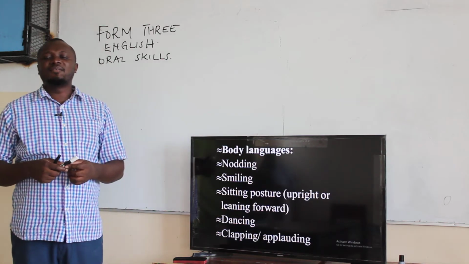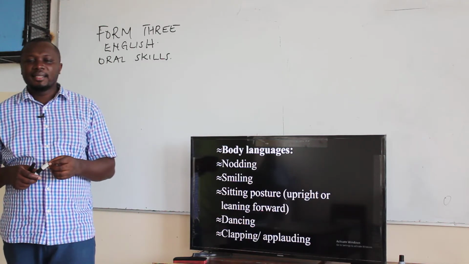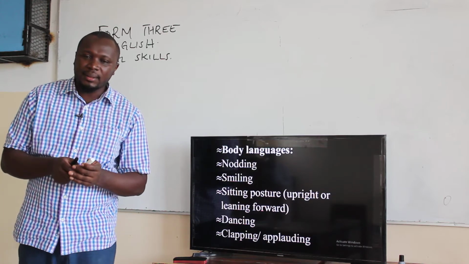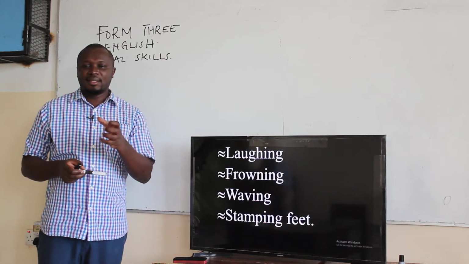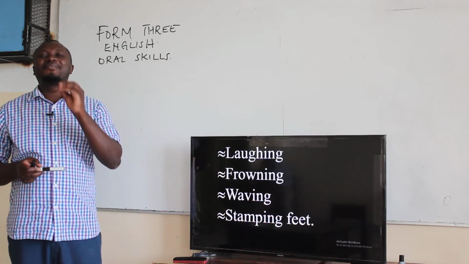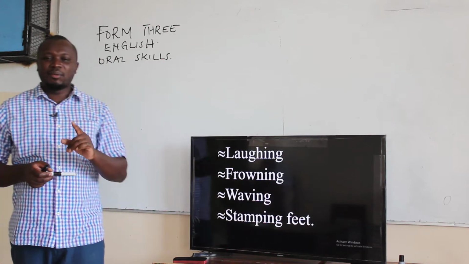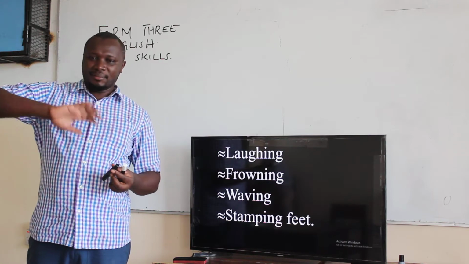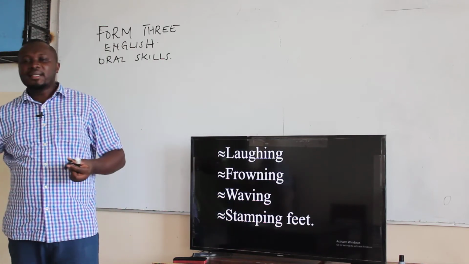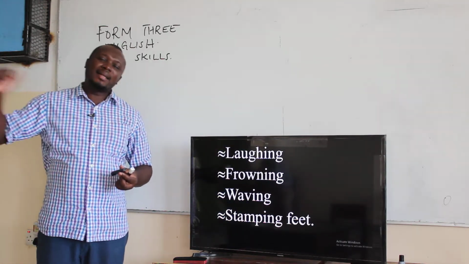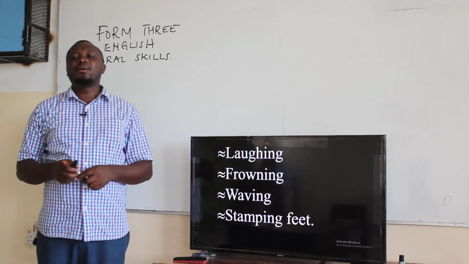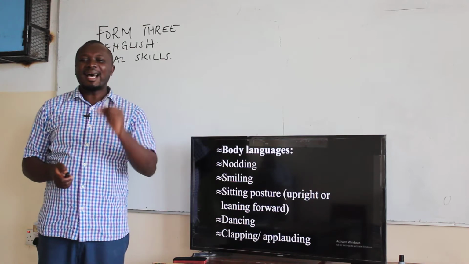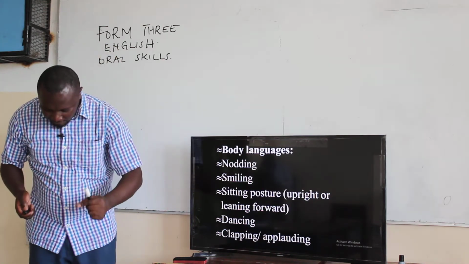Dancing is a form of body language. Clapping and applauding is a form of body language. Laughing is a form of body language. Frowning is a form of body language. Waving is a form of body language. If you break it down, you call it a gesture. But at the end of the day, it's still body language. Stamping your feet is also an example of body language. So these are instances of body language.